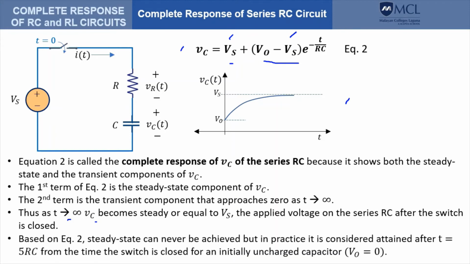Based on equation 2, we can say that V sub c technically can never attain a steady state or be equal to V sub s. But in actual practice, we usually consider V sub c to have achieved a steady state after time t equals 5 RC from the time the switch is closed, assuming that the capacitor has no initial voltage. The time can be lesser if the capacitor already has an initial voltage.